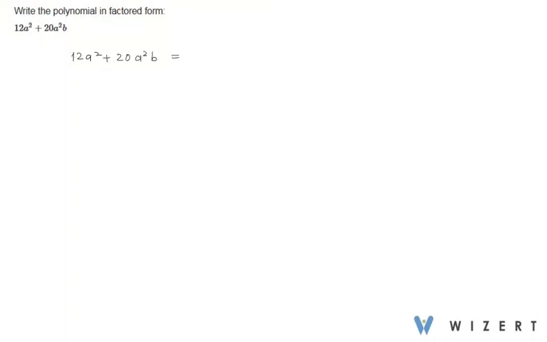So let's see. 12 can be written as 4 into 3 into a², and 20 can be written as 4 into 5 into a²b. Now when we look at these factors, we see that 4 and a² are common in both. So we take that out. We are left with 3 and 5b, so when we take 4a² out common, we have 3 + 5b remaining in the bracket.